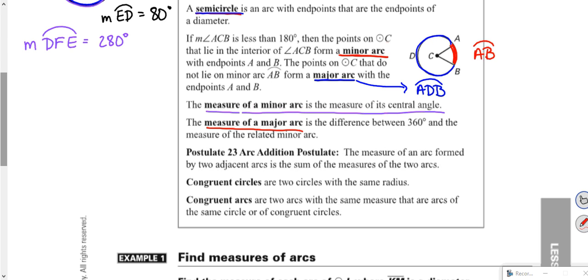Congruent circles. This is a big one. Congruent circles are two circles with the same radius. They don't necessarily have to lie on top of each other and be the exact same circle, but they do have to have the same radius.